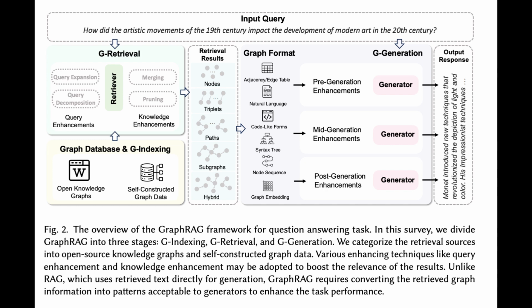G-indexing constructs or selects a relevant graph database for efficient retrieval. G-retrieval retrieves the most pertinent graph elements based on the given query. And G-generation uses the retrieved graph information to generate precise responses.